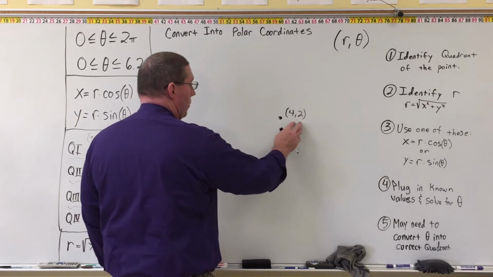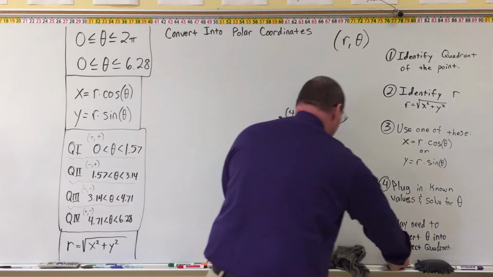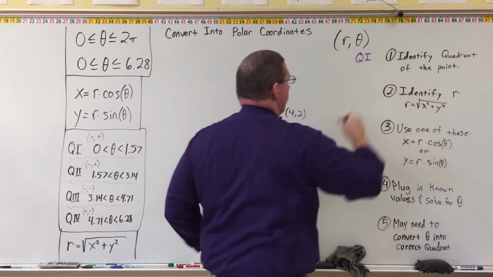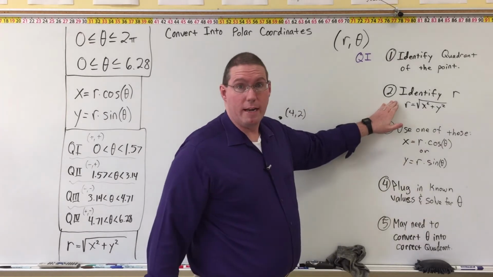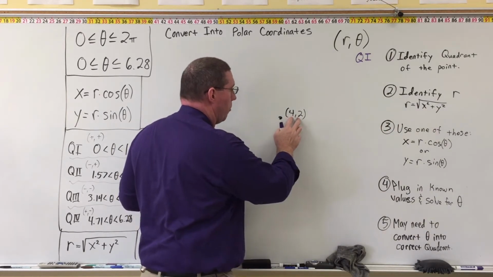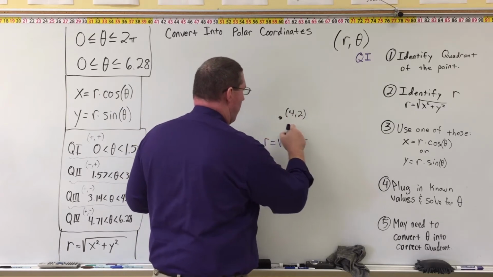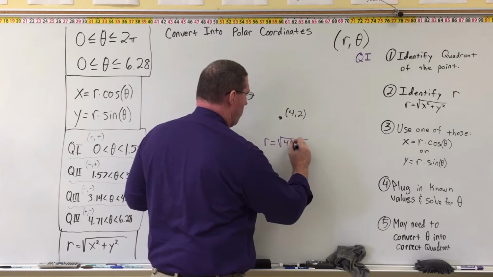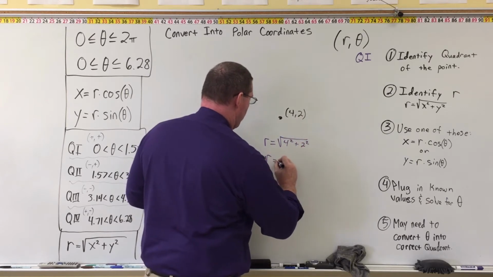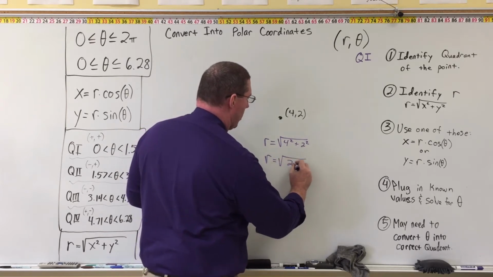Well, point (4, 2) is in quadrant 1, right? So up here, I'm going to say quadrant 1. Now we're going to have to identify the radius. The radius of the rectangular point (4, 2) is going to be equal to the square root of x squared, so that's 4 squared, plus y squared, that's 2 squared. So r is equal to the square root of 16 plus 4, that's 20.